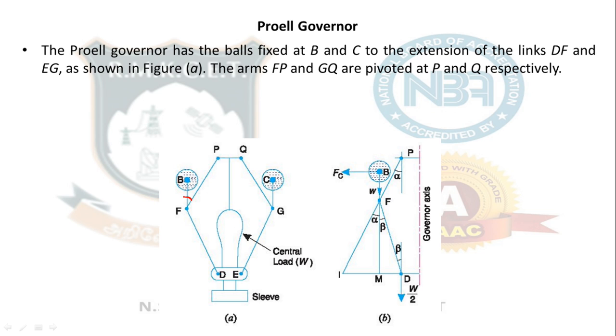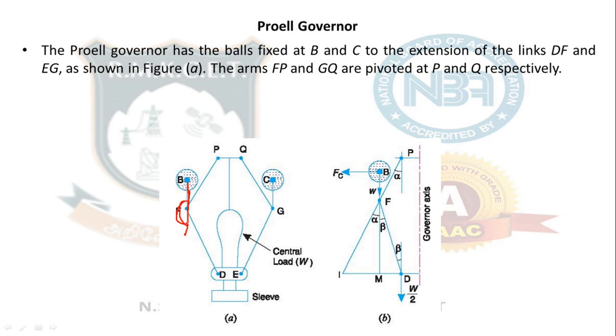In the Porter governor, your ball was here. But now what I have done is removed the ball from there and added a freely swingable link here. This link can move from this place to this place. It can swing depending on the centrifugal force. It's very simple. Depending on the speed it will move.